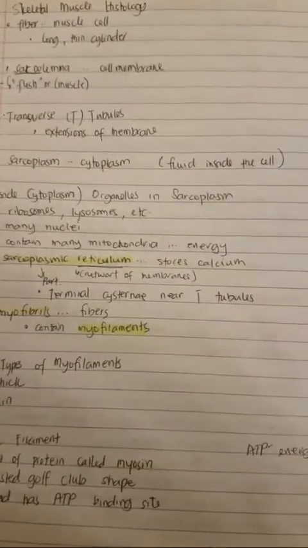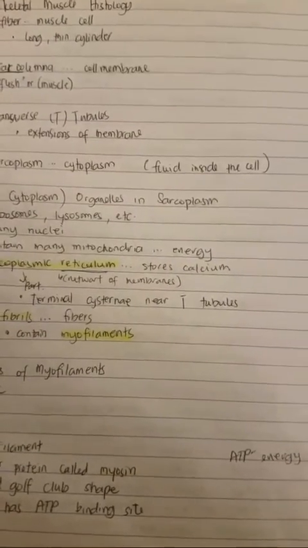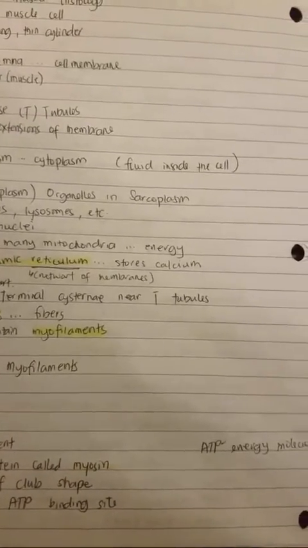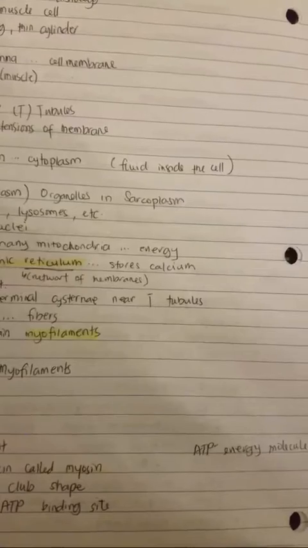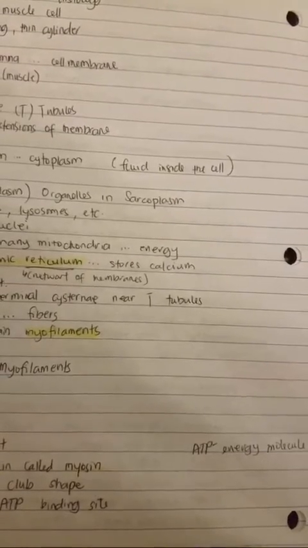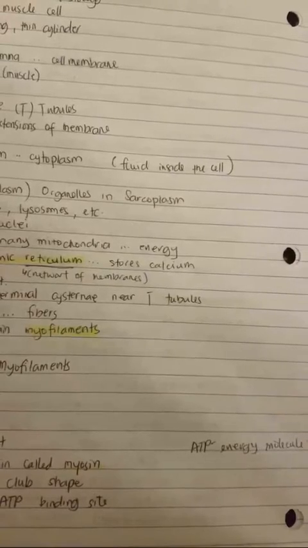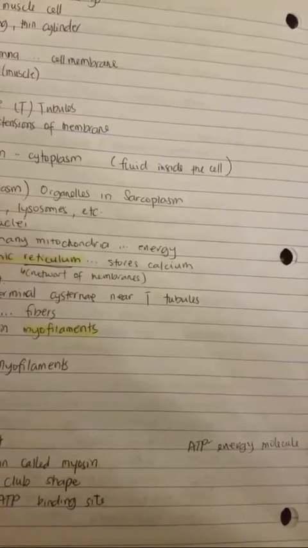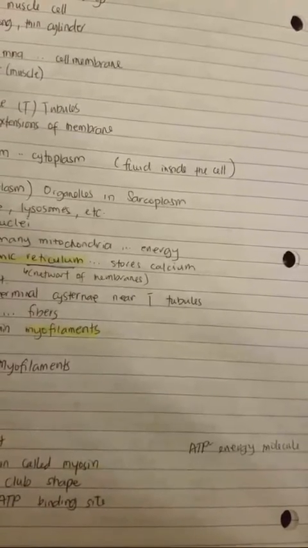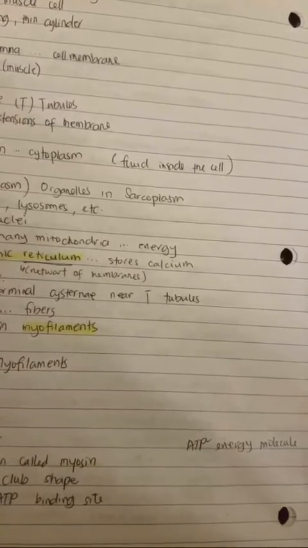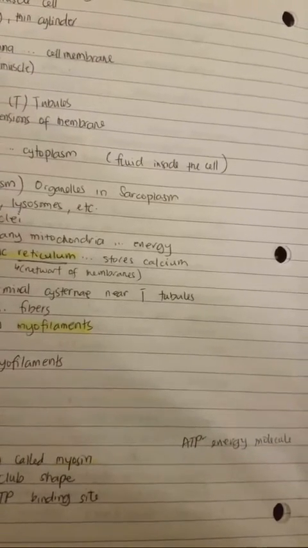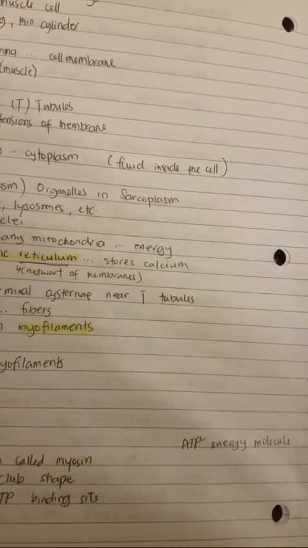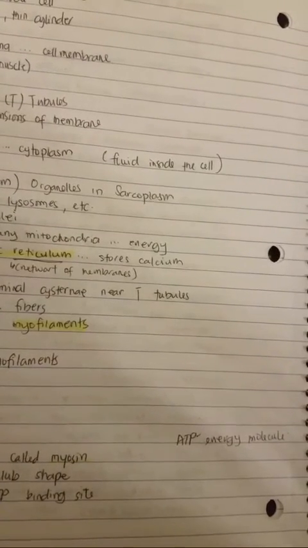And we have the skeletal muscle histology. Fiber or muscle cell, long, thin, cylinder. Sarcolemma, cell membrane. Transverse tubules, extensions of membrane. Sarcoplasm, cytoplasm, it's the fluid inside the cell. Organelles in sarcoplasm: we have ribosomes, lysosomes, and many more. We have many nuclei, and many mitochondria, energy.